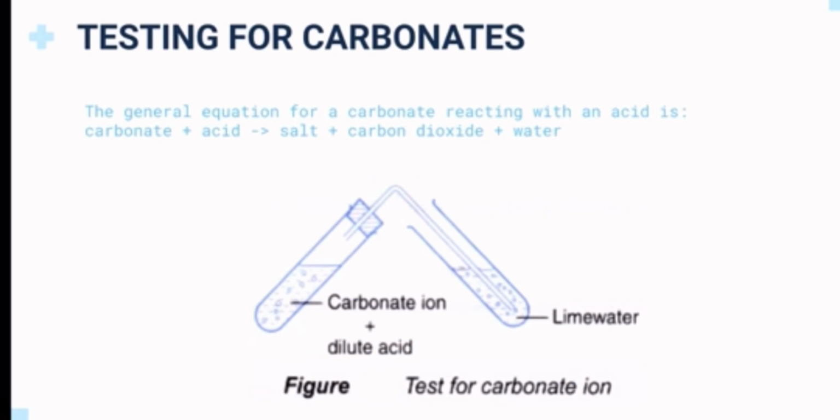Testing for carbonates. The general equation for carbonate reacting with an acid is carbonate plus acid to salt plus carbon dioxide plus water. To test whether a substance contains carbonate ions, we're going to add a little dilute hydrochloric acid to your sample and look for fizzing or bubbles of gas. Fizzing indicates that a gas is given off. You can test the gas by bubbling it through lime water to show that it is carbon dioxide.